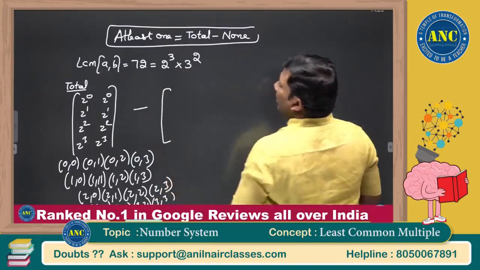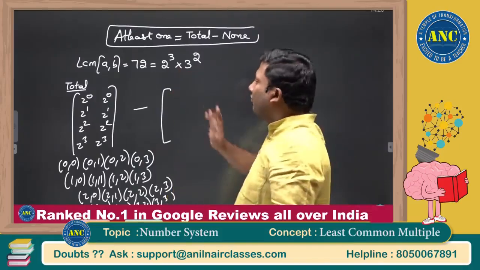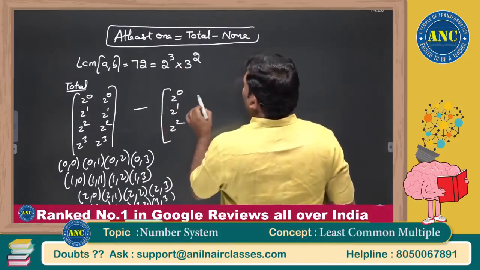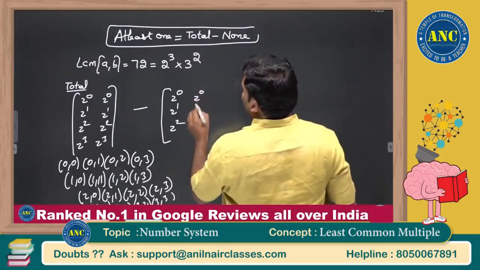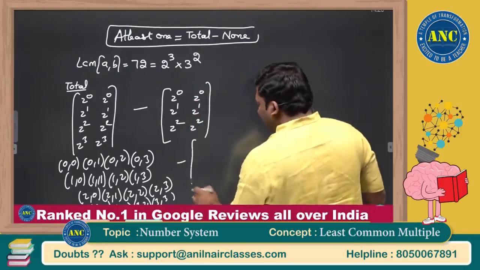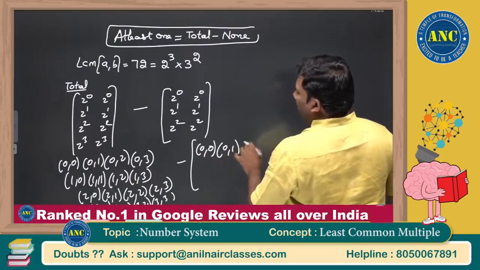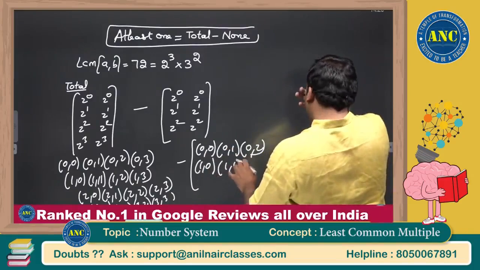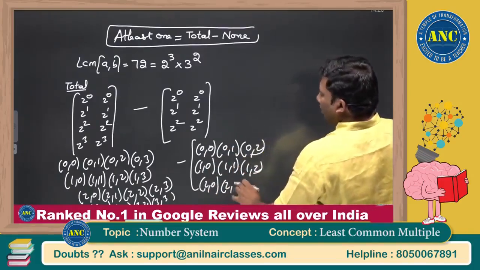Minus none. What do you mean by none? None means don't take the power of 2 which is required. Take all the other powers: 2 power 0, 2 power 1, 2 power 2. A can take 3 cases. Similarly, B can take 2 power 0, 2 power 1, 2 power 2. Minus, what are all the cases? 0,0; 0,1; 0,2; 1,0; 1,1; 1,2; 2,0; 2,1; 2,2.